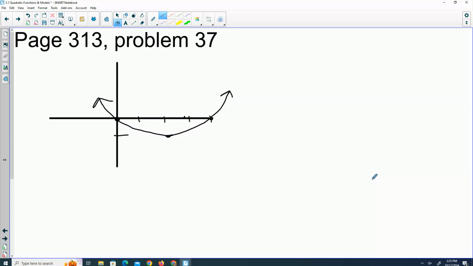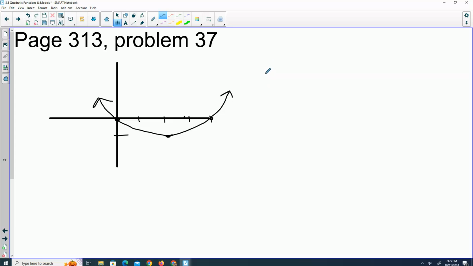So we should be looking at a graph kind of like this. And our directions tell you to find a quadratic function that matches this. In other words, we're trying to write the equation for this. Right? There are different options for how to do it. But let's relate it back to yesterday.